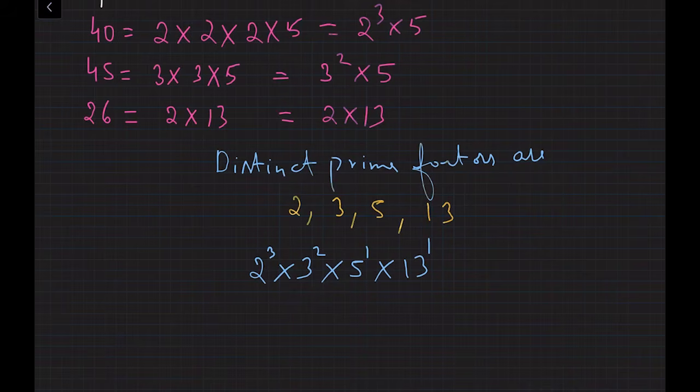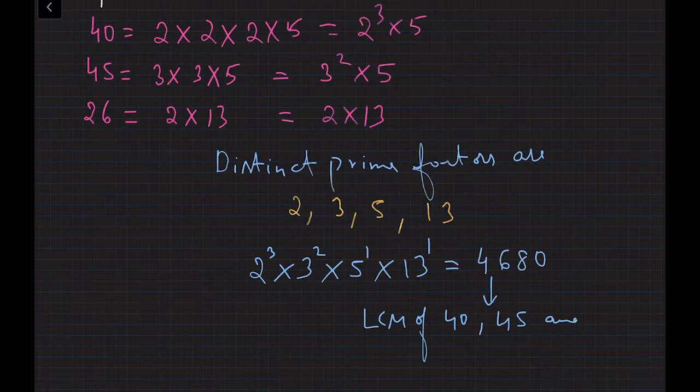Now when we multiply all these four terms, that is 2 to the power 3 into 3 to the power 2 into 5 to the power 1 into 13 to the power 1, we get a number, and that will be our LCM. Therefore, the LCM is 4680. This is the LCM of 40, 45 and 26.